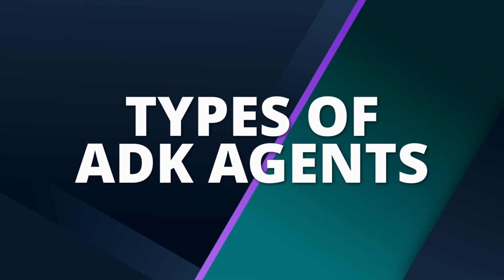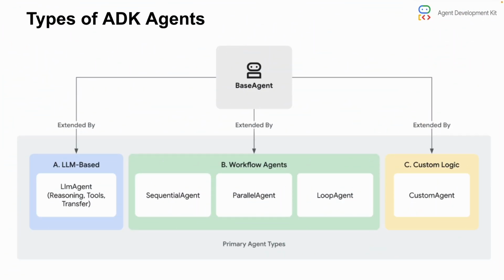So let's see what the different types of ADK agents are. There are mainly three types of ADK agents. The first is the LLM-based agent, which we call the LLM agent. The next one is the workflow agent, which can be of three different types: sequential agent, parallel agent, and loop agent. And if you have very specific needs which cannot be covered by the LLM-based agent or workflow agent, then we need to write very custom logic, and we call it a custom agent. All of these kinds of agents extend from the base agent.